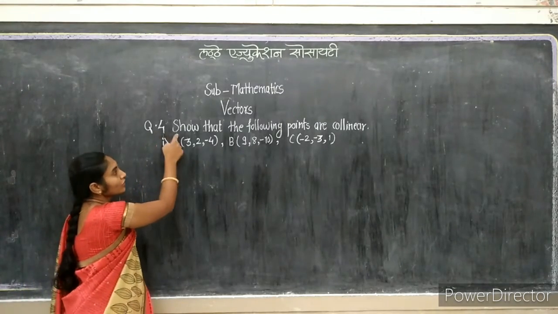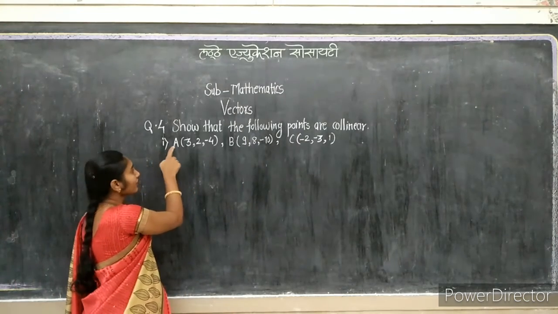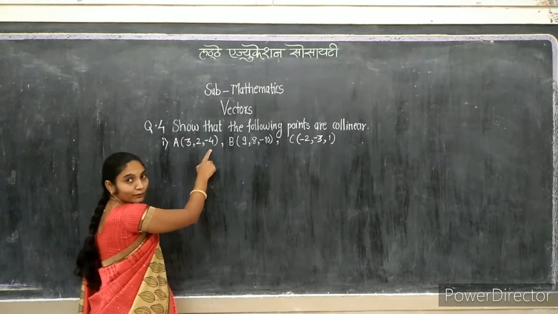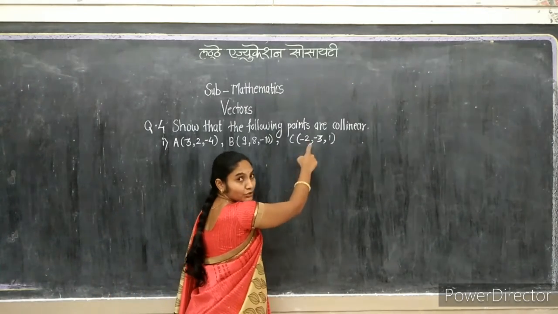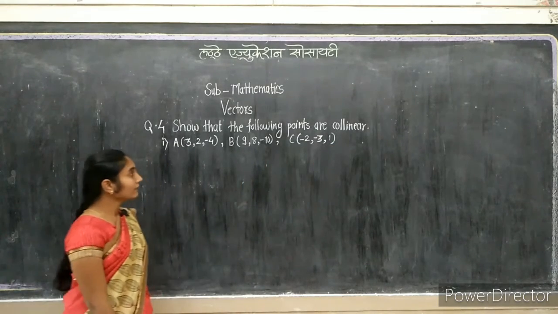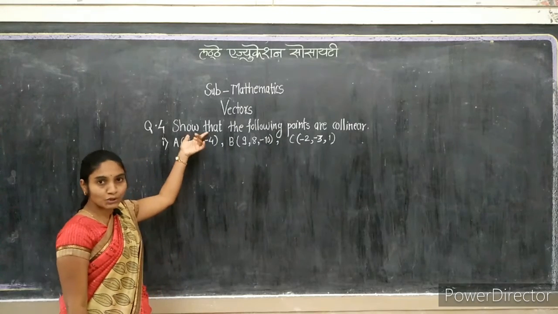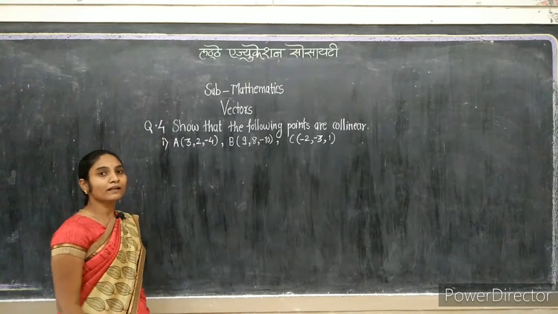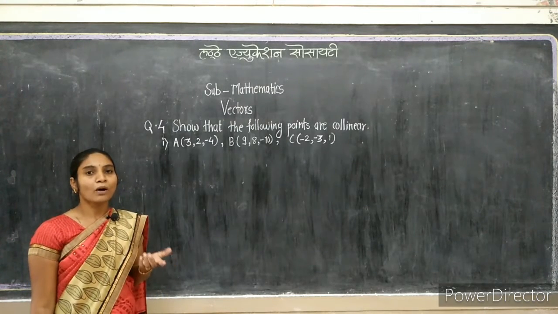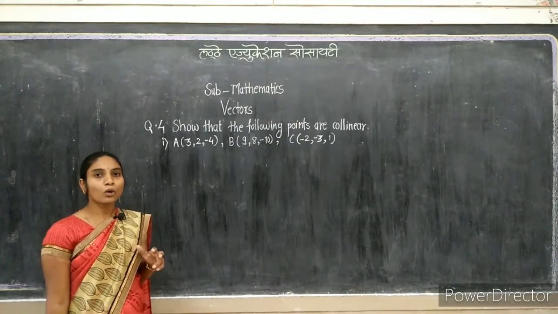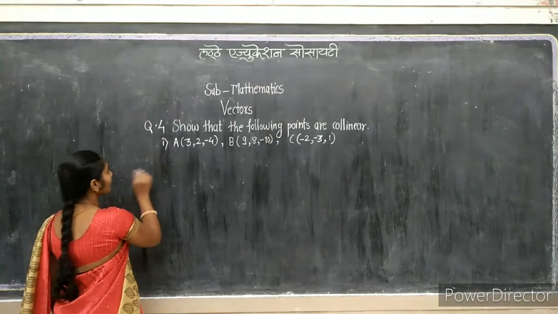Question number 4. Show that the following points are collinear. First is the point A (3, 2, -4), B (9, 8, -10) and C is (-2, -3, 1). In that example, these 3 points are shown to be collinear. The condition of collinearity is: if one vector is a scalar multiple of the other, then these vectors are collinear. Using this condition, solve this problem.